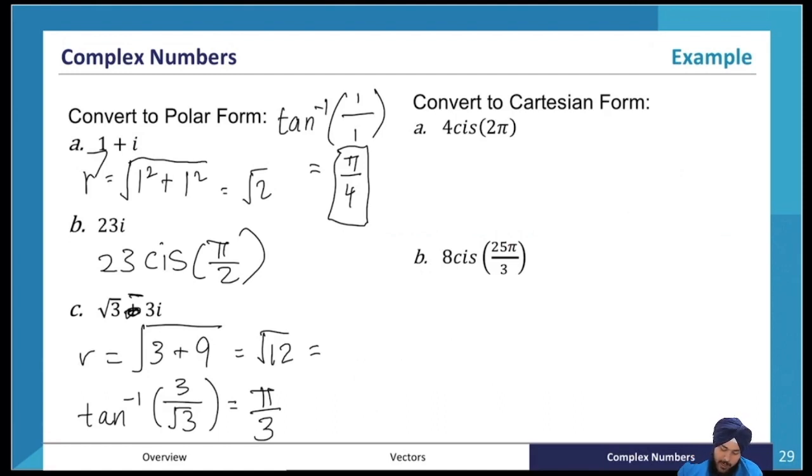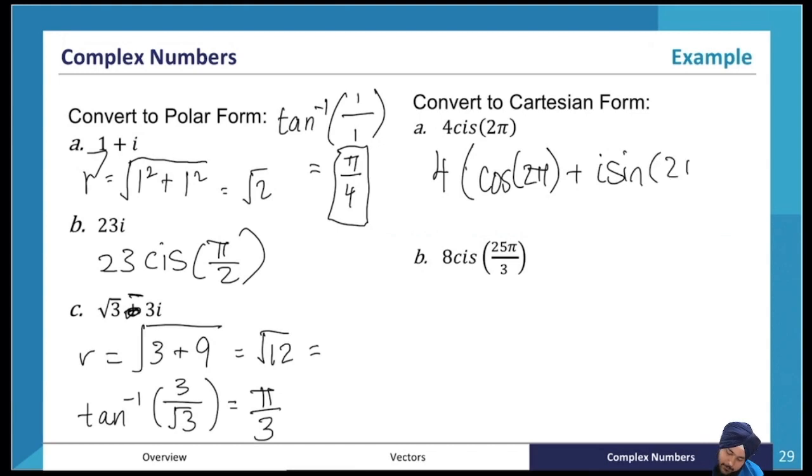Now going the other way around, polar to Cartesian, all we need to do is write it in the full form that I showed you. So remember, the full form is actually not cis theta, it's actually 4 cos theta. So what is theta? Just sub it in, plus i sine theta. Simplifying this will give you the Cartesian form.